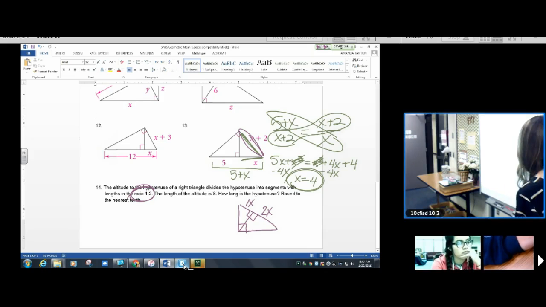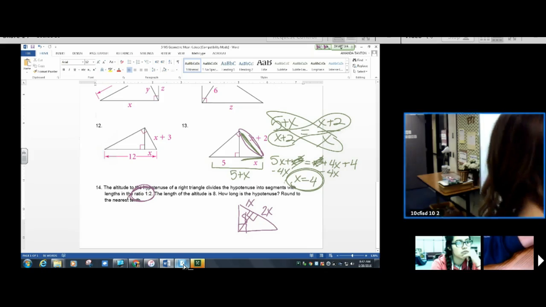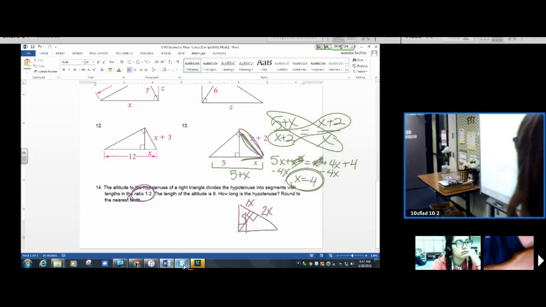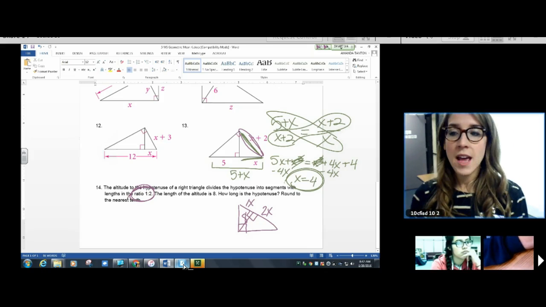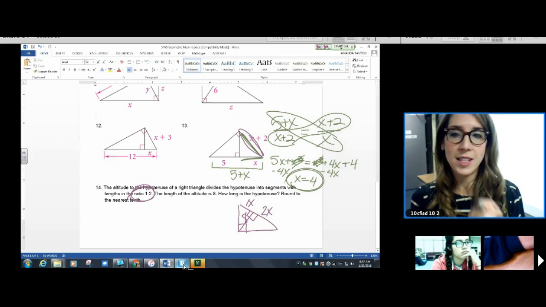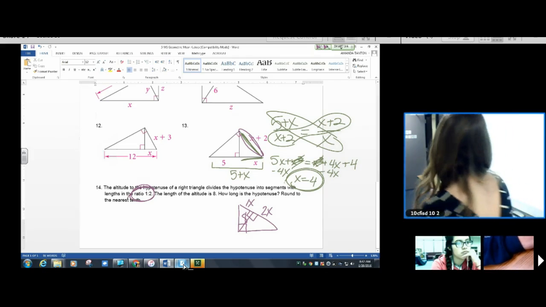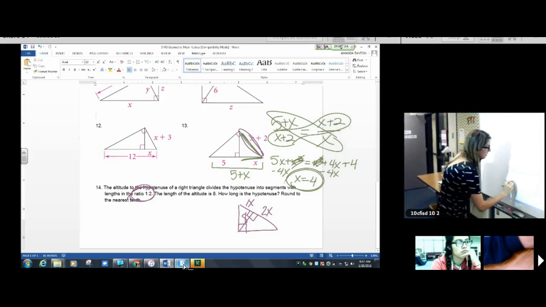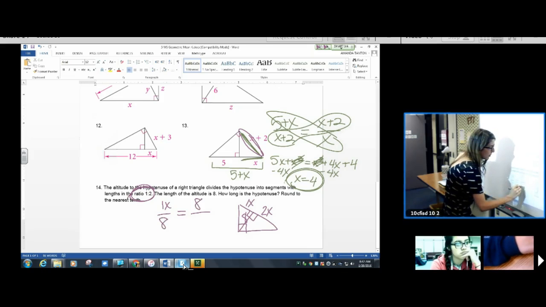The length of the altitude is 8. Solve for the hypotenuse. And maybe we'll get away with not rounding. Let's see. We know that we're going to choose the proportion that deals with altitude because that's what we were given. So I'm going to do the one that uses altitude. Hypotenuse part 1 over the altitude equals the altitude over hypotenuse part 2.